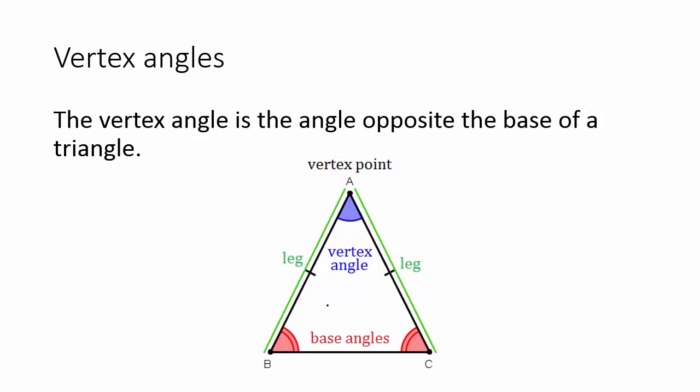Vertex angle. The vertex angle is the angle opposite the base of a triangle. So your vertex angle is opposite the base side.